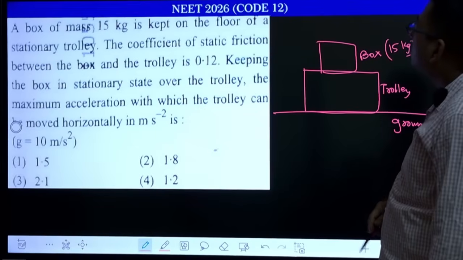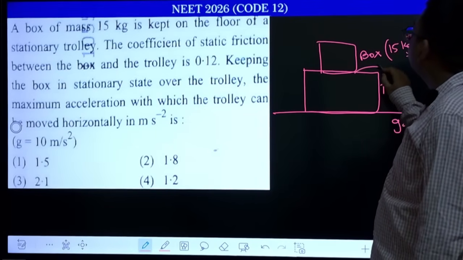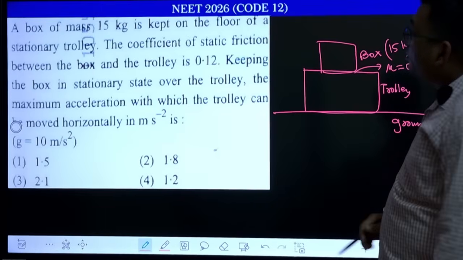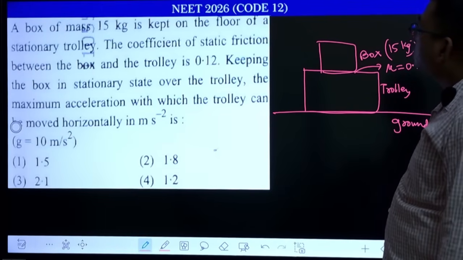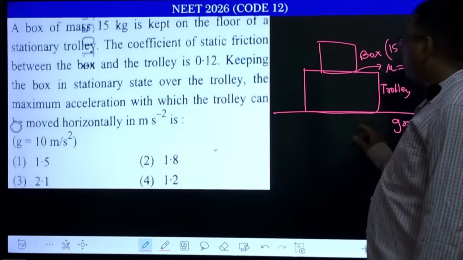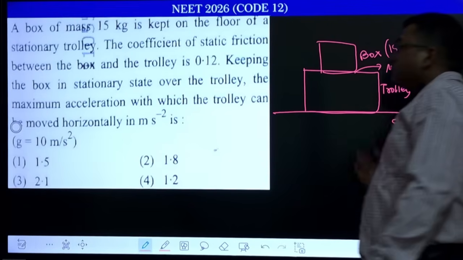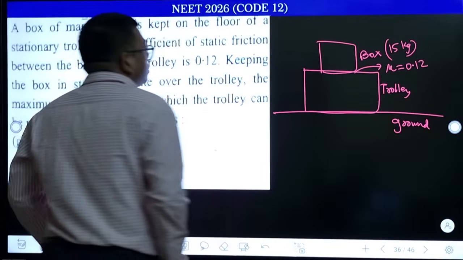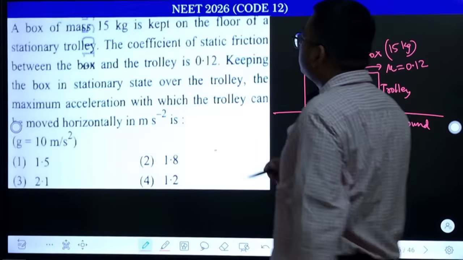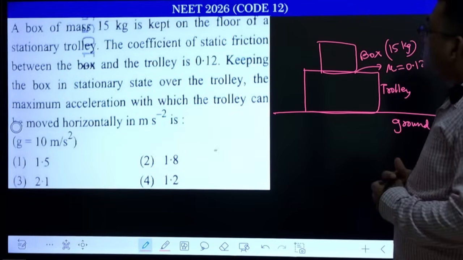Coefficient of static friction between them. This coefficient of friction they have given 0.12. Keeping the box in stationary state over the trolley, the maximum acceleration with which the trolley can move forward. They have not mentioned any ground friction, so assume it is smooth. So now they are moving together. So what is the mass of this trolley?